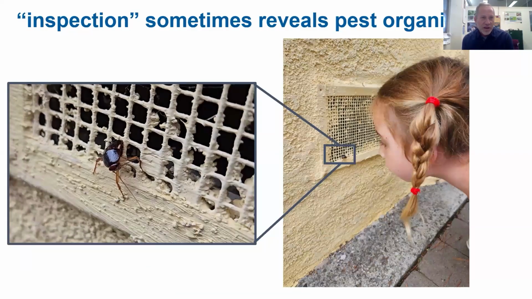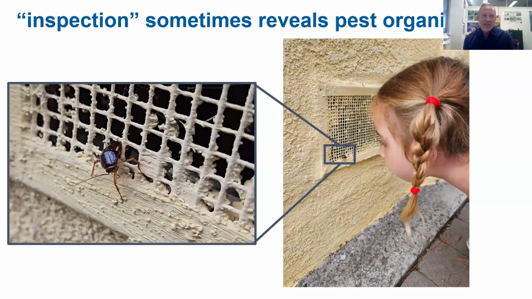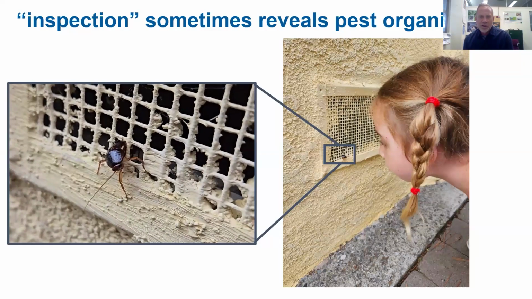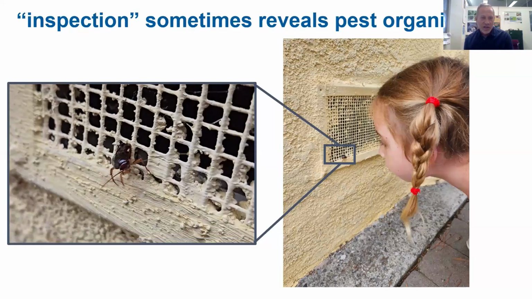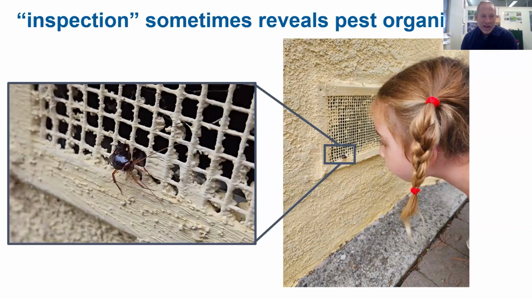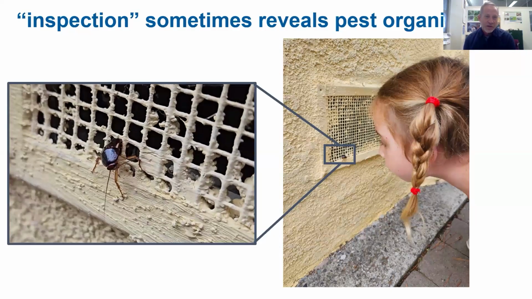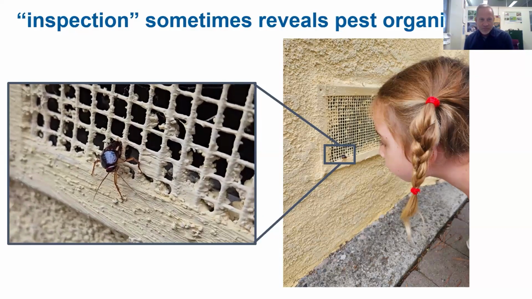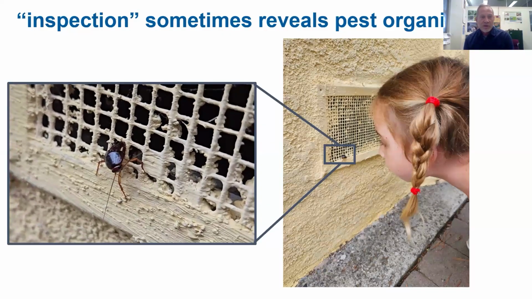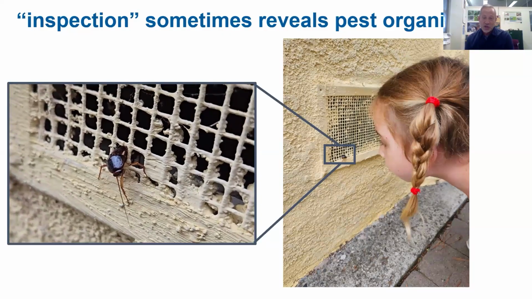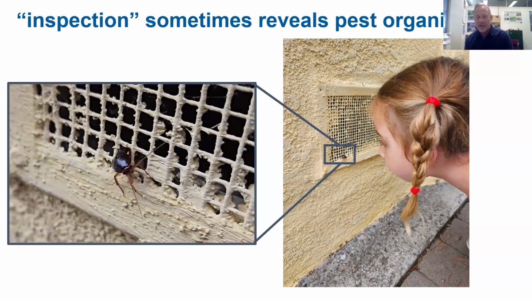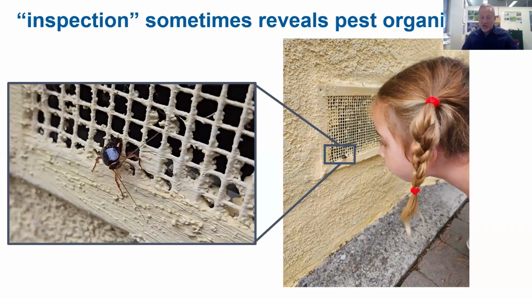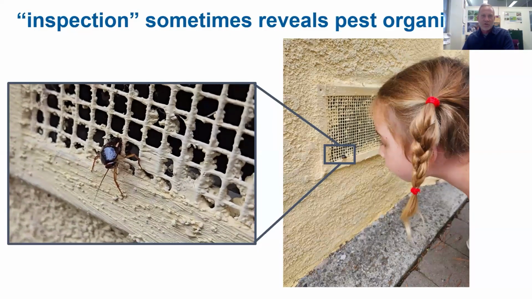My daughter's really good at inspection. And like I say, inspection sometimes reveals pest organisms. She was walking around the outside of the home and she said, there's a cockroach stuck. And sure enough, this is a female Turkestan cockroach, which is stuck in this crawl space vent cover. She has the eyes of a 5-year-old. She's constantly looking for movement and little things. I learn a lot from her about how to do inspections, really just to be aware of everything that's going on.